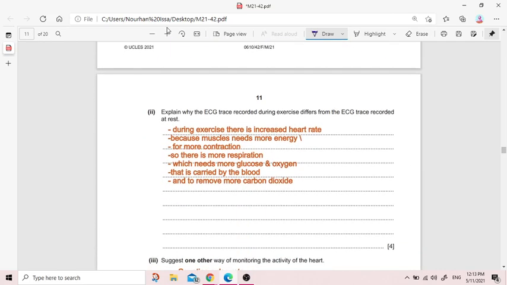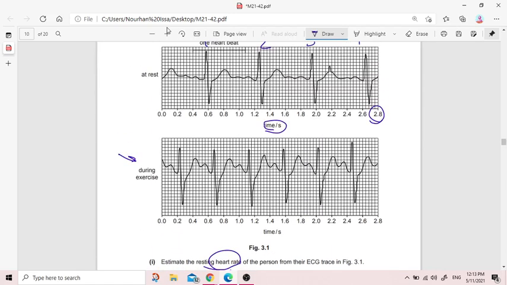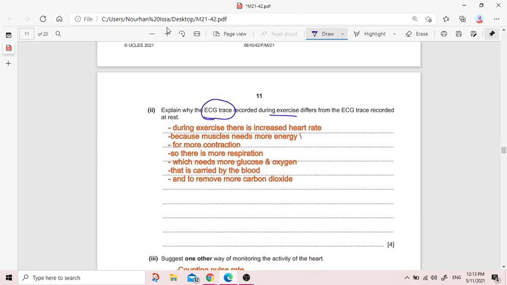Double I. Explain why the ECG trace recorded during exercise differs from the one recorded at rest. Why here is different from here? As you can see, during exercise we have more heartbeats in the same time. So what will I say? During exercise there is an increased heart rate.